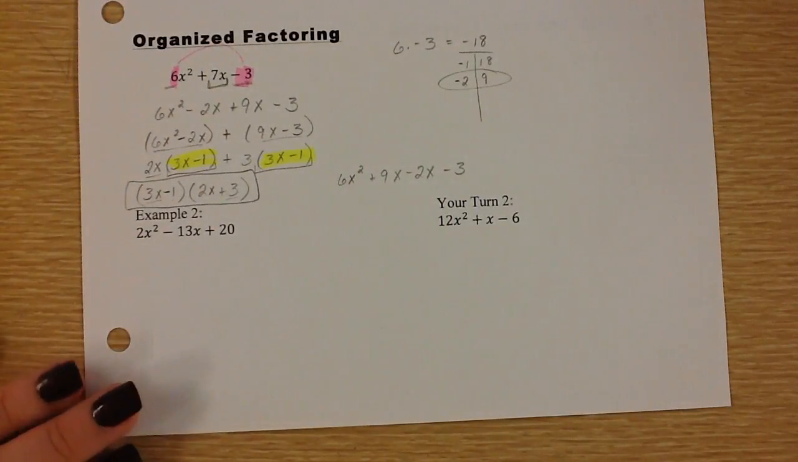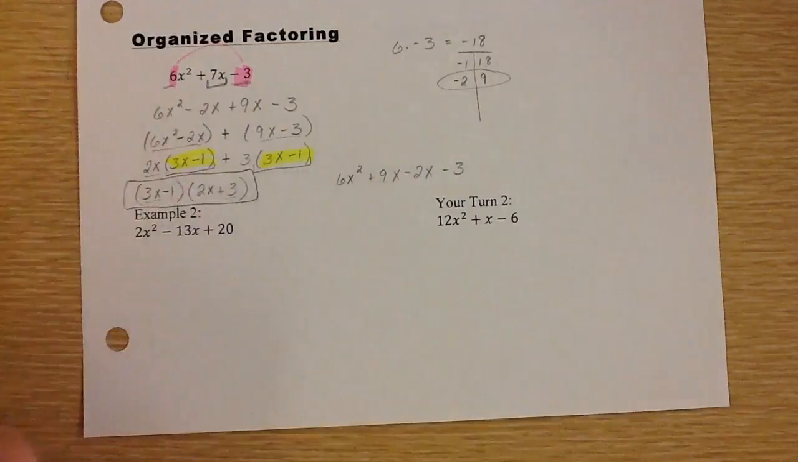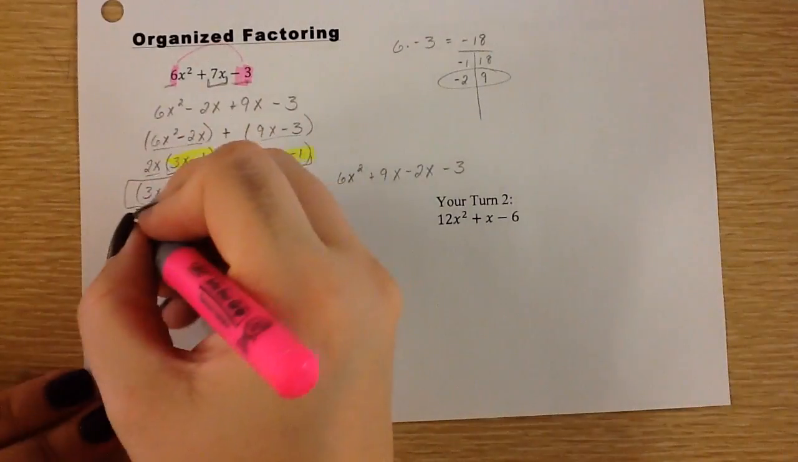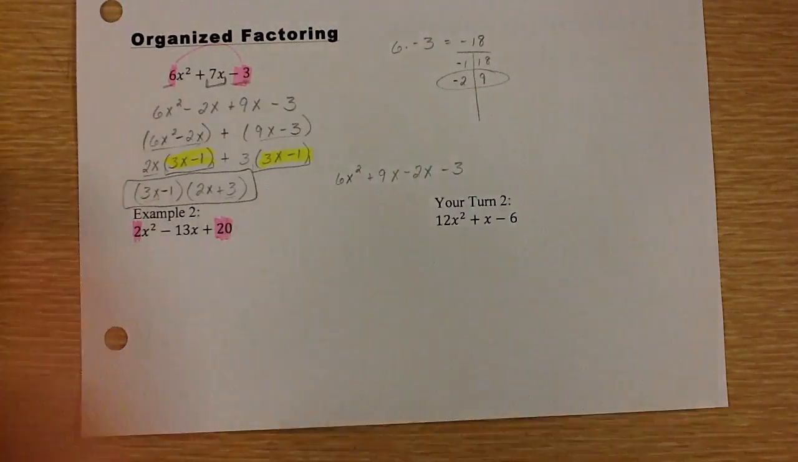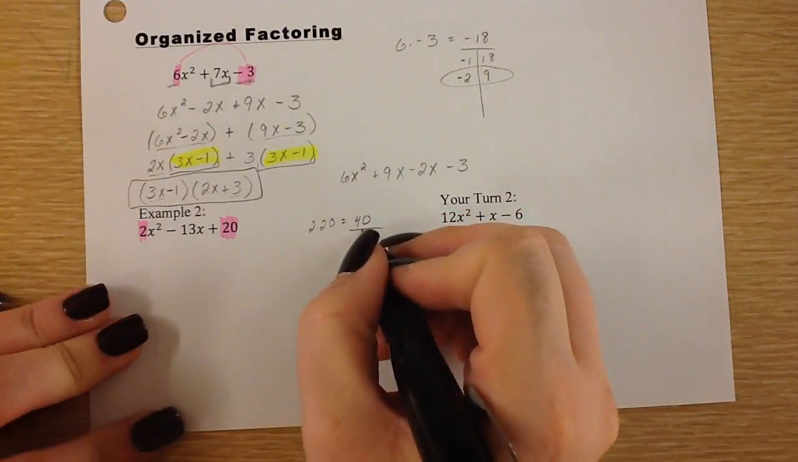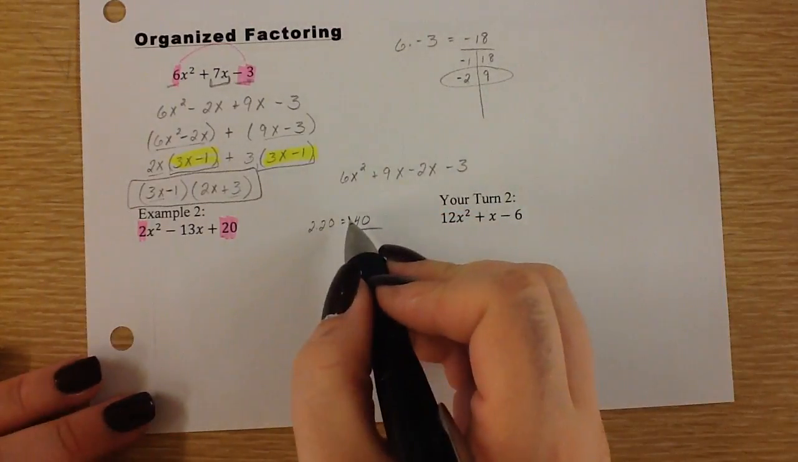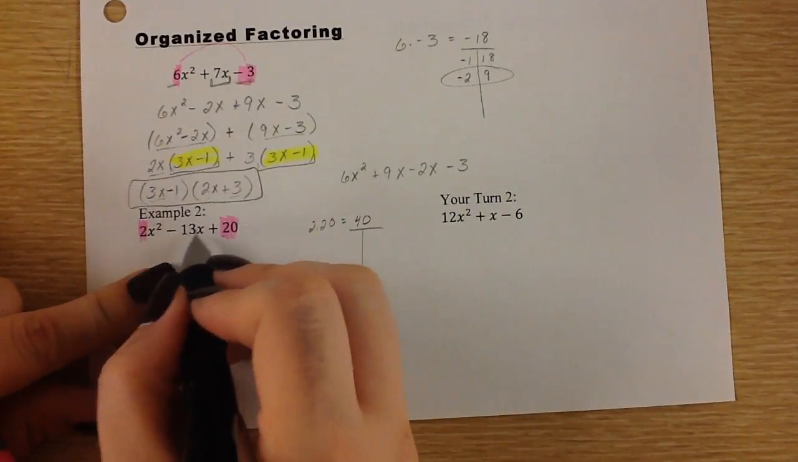Okay. All right, let's do another example. So again, we're going to organize factor this. I'm going to take the first term, the leading coefficient, what's in front of my x squared, and my constant. So 2 times 20, which is 40. Okay, so now I want to multiply to give me 40, add to get -13.